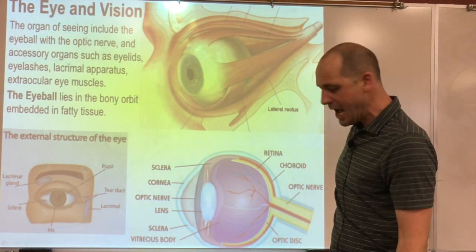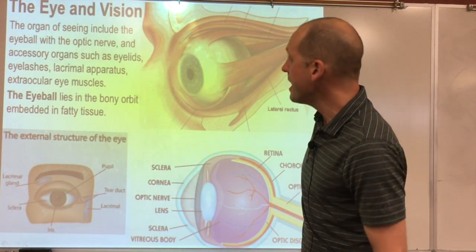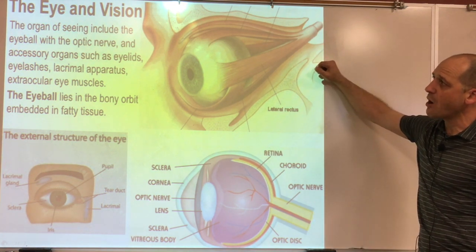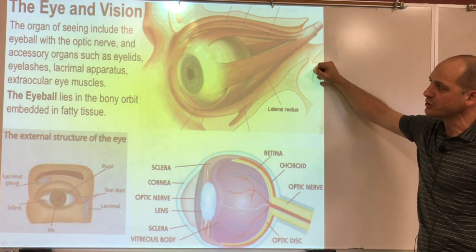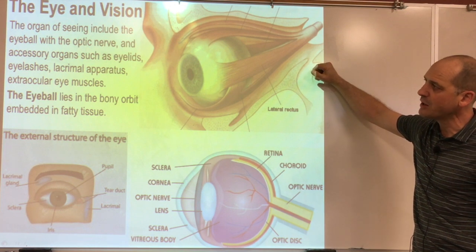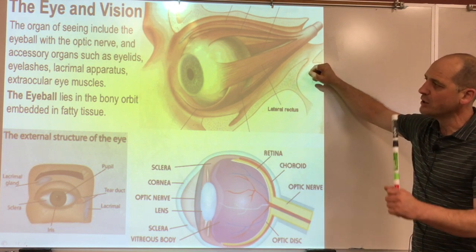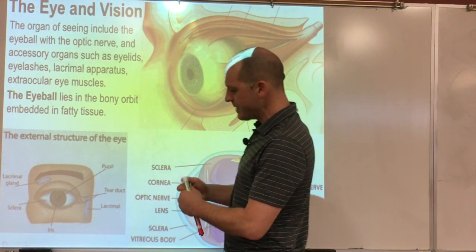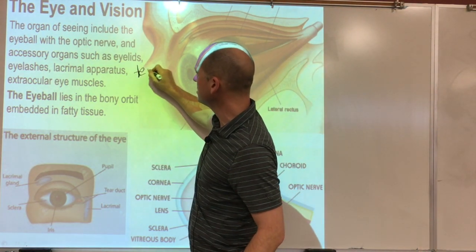And that brings us to the eye. So the eye and vision. The organ of seeing includes the eyeball and the optic nerve and accessory organs such as the eyelid, eyelashes, lacrimal apparatus, and eye muscles. Oh, I like those. The lacrimal apparatus is the tears. That's the tear gland.